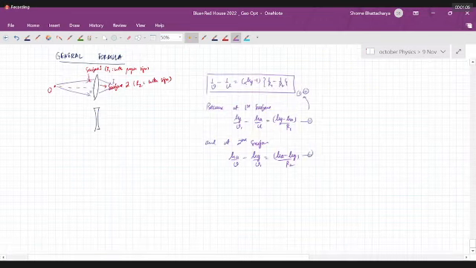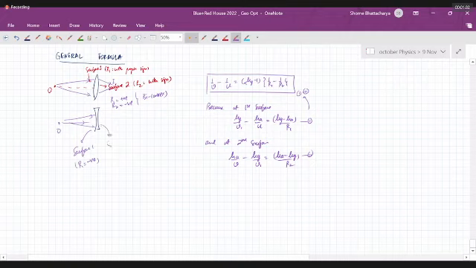So for example, in this case, R1 will be positive, R2 will be negative, because it's a biconvex lens. Whereas in this case, the object is here. This is surface 1. R1 will be a negative quantity. This is our surface 2. R2 will be a positive quantity.